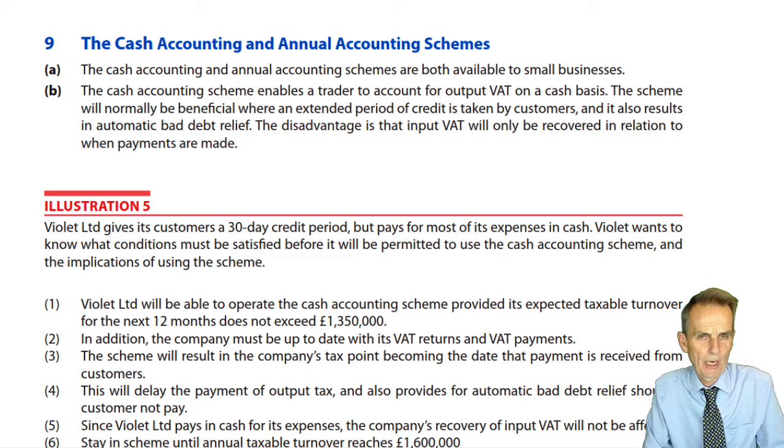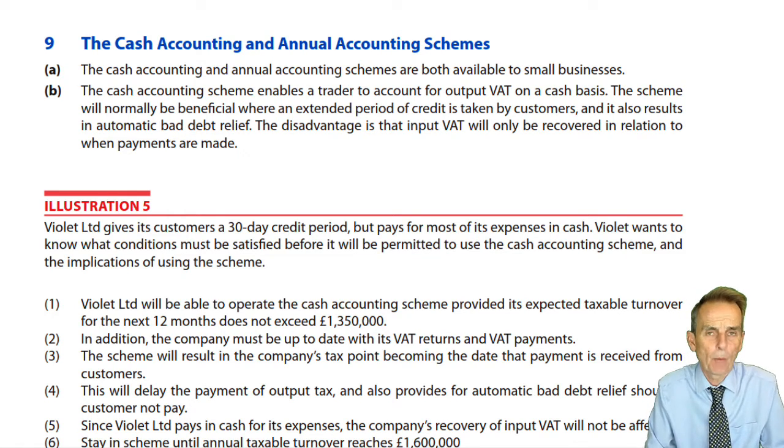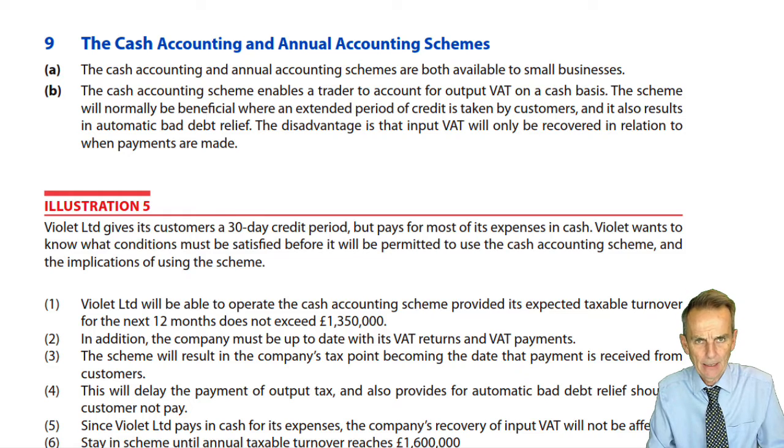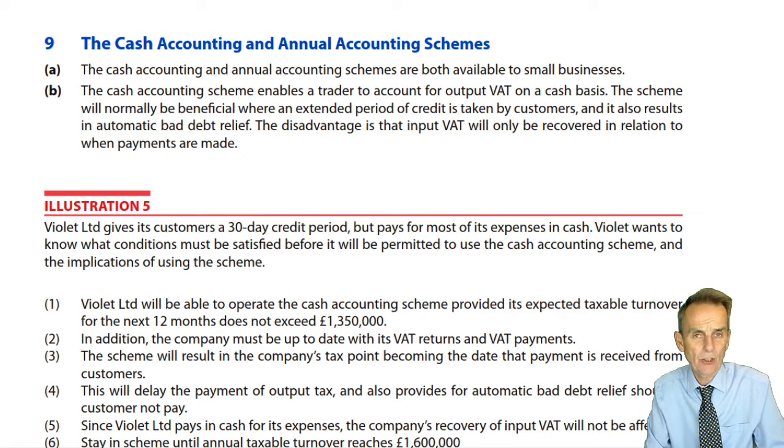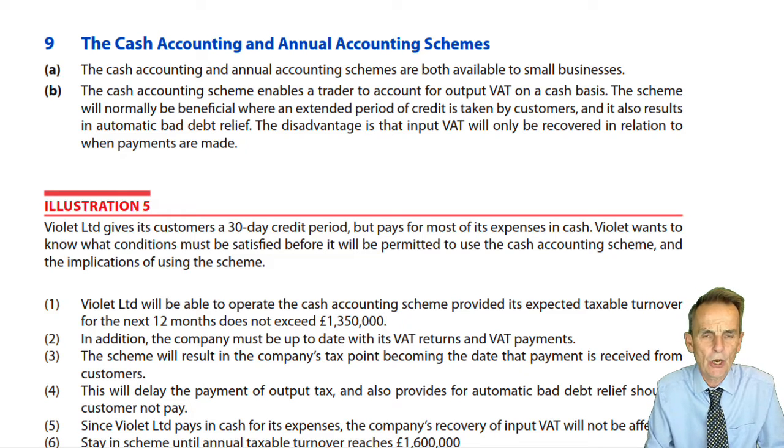Well, we now turn our attention to various accounting schemes, as they are known, that have been designed by HMRC to specifically assist small businesses. Small businesses have specific problems when it comes to VAT. It may be in terms of cash flow. For example, their customers may take significant time before they pay on the invoices that have been issued to them, or they may also suffer a bad debt problem. And what that means is in relation to their cash flow.